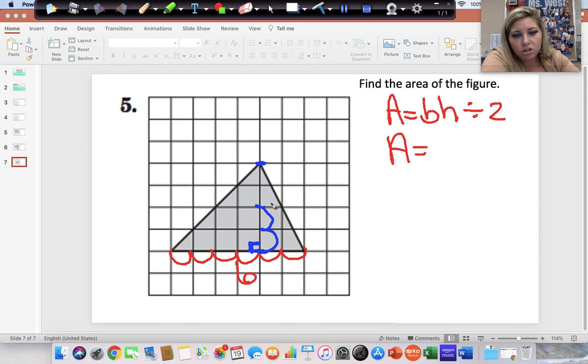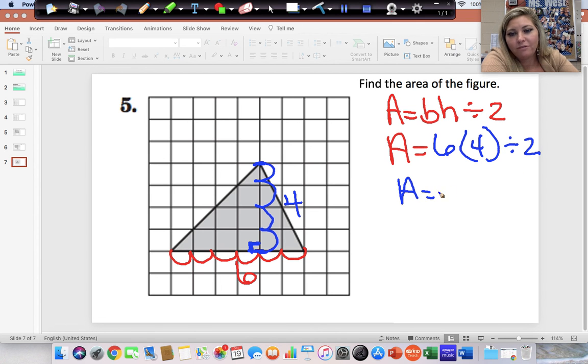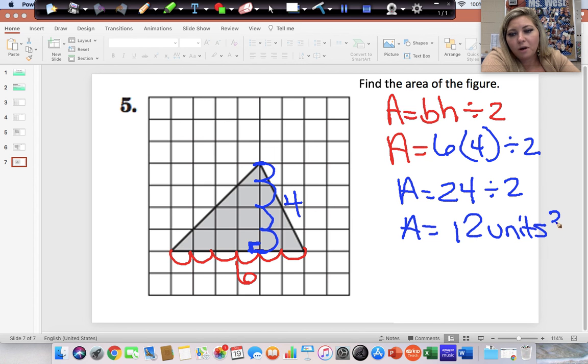So 1, 2, 3, and 4. So that's 4. Okay, so our base is 6, and our height is 4, and then we'll divide by 2 in the end. So 6 times 4 gives me 24. And then we still have to divide by 2. 24 divided by 2 is 12, so 12 units squared.